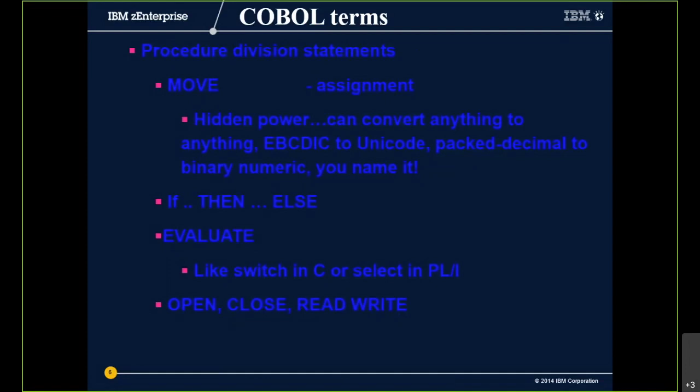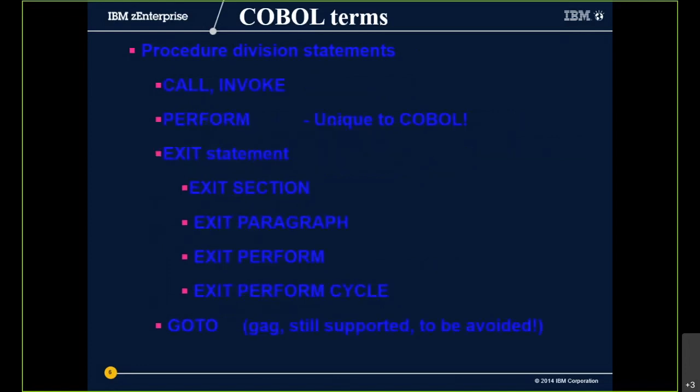Okay, so COBOL, like every other language, has if, then, else, but then we have something unique called evaluate. It's similar to a switch statement in C or a select in PL/I, where you can have multiple conditions to select what to do based on your conditional statement. And then for file I/O, we have statements like open and close to open and close files, read and write. We also have call and invoke.